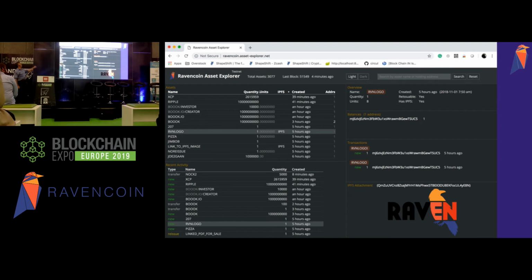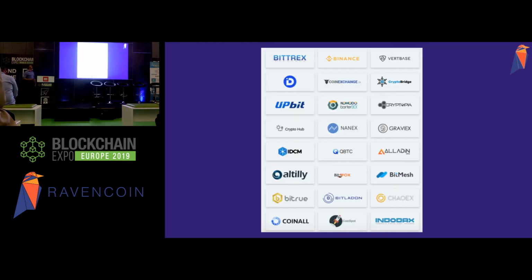This is Ravencoin Asset Explorer. This shows you all the people that are creating assets, what assets are being transferred, how many people own each asset type. This is an old snapshot. So there's 19,000 plus assets that have been created on Ravencoin. Some of them are just squatting on names. Some of them are actual real assets.